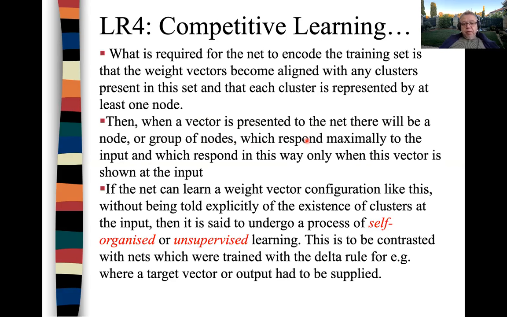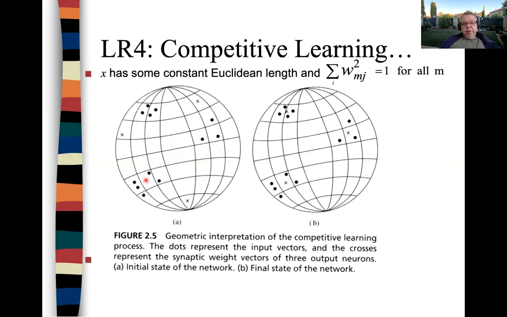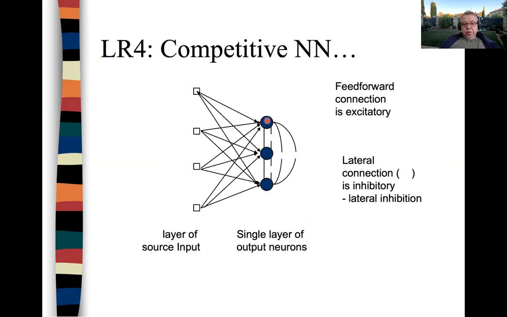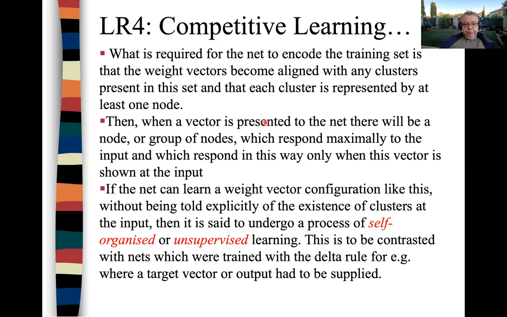So when you have a node, it's just a winner takes all. You can sometimes have a group of nodes which specialize to respond to a certain input. So when a vector is presented to the net, there would be a node or group of nodes which respond maximally to the input, and which respond in this way only when this vector is shown at the input. So whenever you have a certain input, there is only one node which responds to your input.